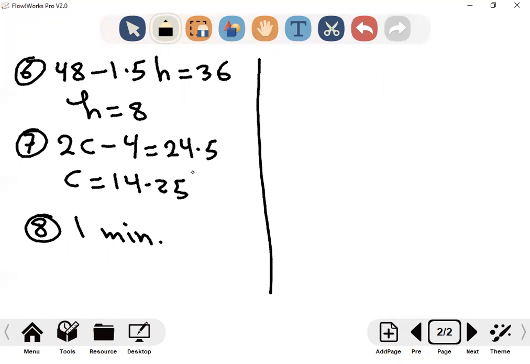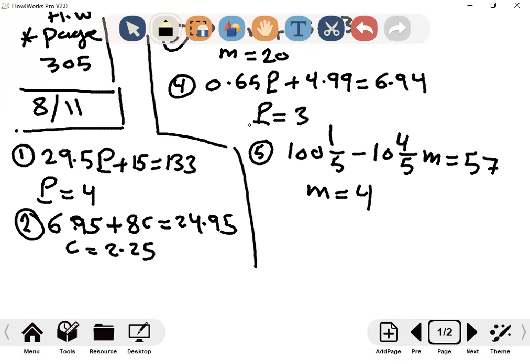What do we have? Where? The M20 or the M4? Where? Question 4. I mean 5. 4 minutes. Yeah, because M is the number of minutes, right? Yeah, 0.25. It's the same as 1/4.